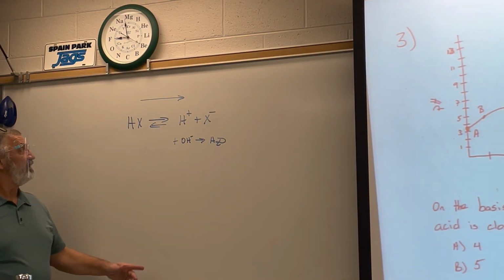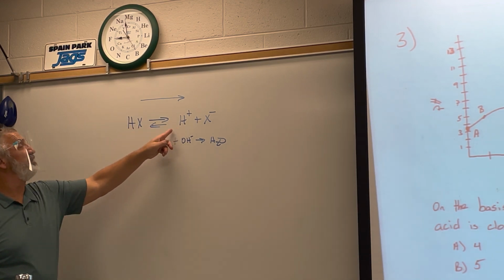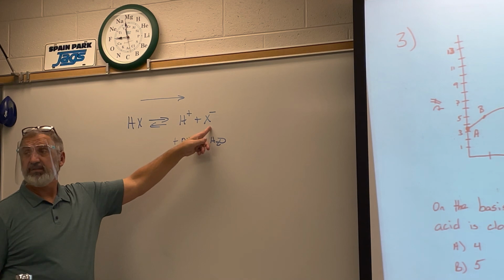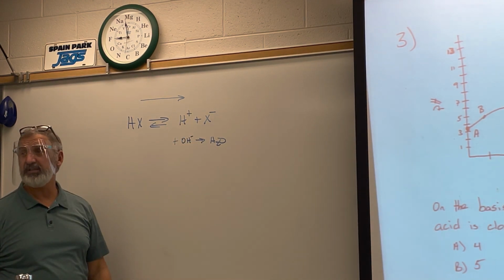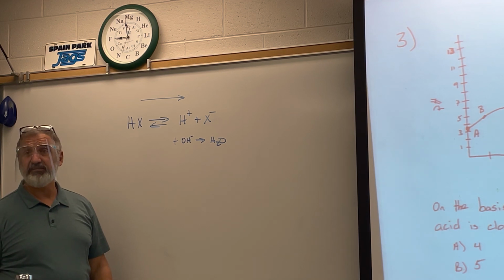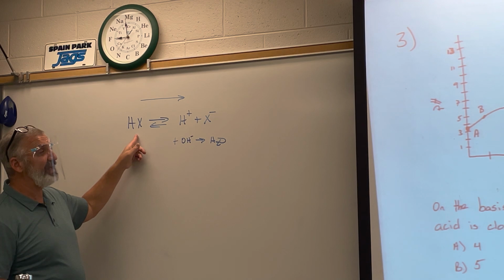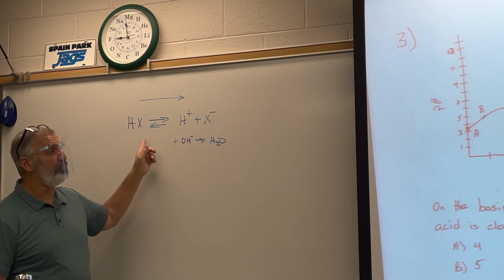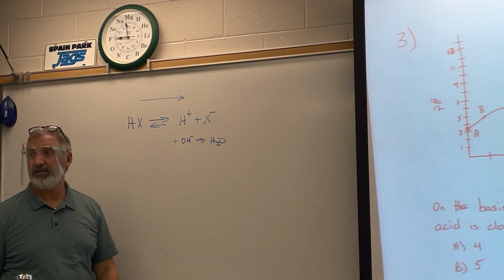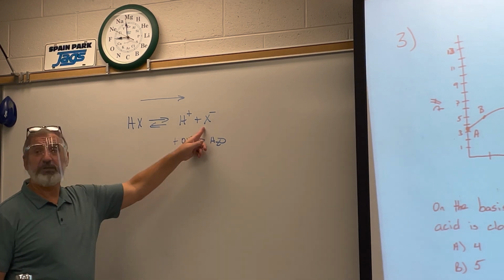Right? So, little by little, I'm getting more and more X minus. When does HX equal X minus? What point? We already said. At C, right? So therefore, any point between A and C, HX is going to be in greater concentration. At C, they're equal. What about between C and D? X minus is going to be greater.